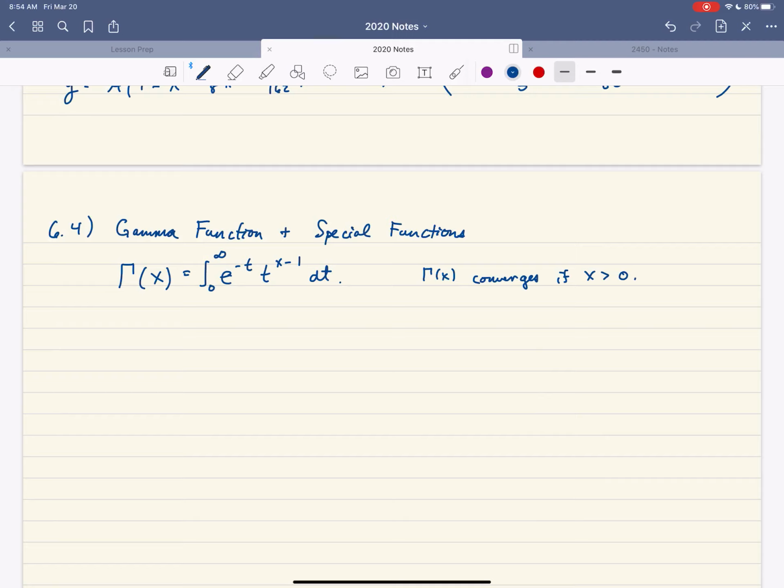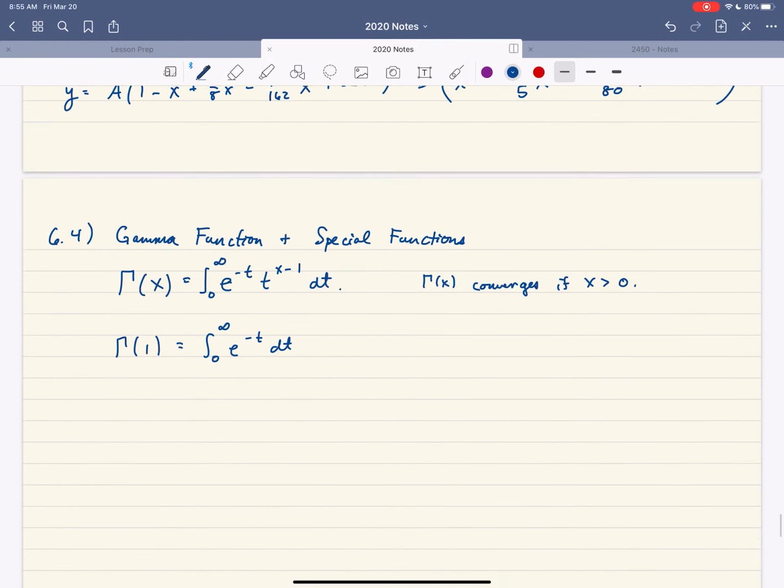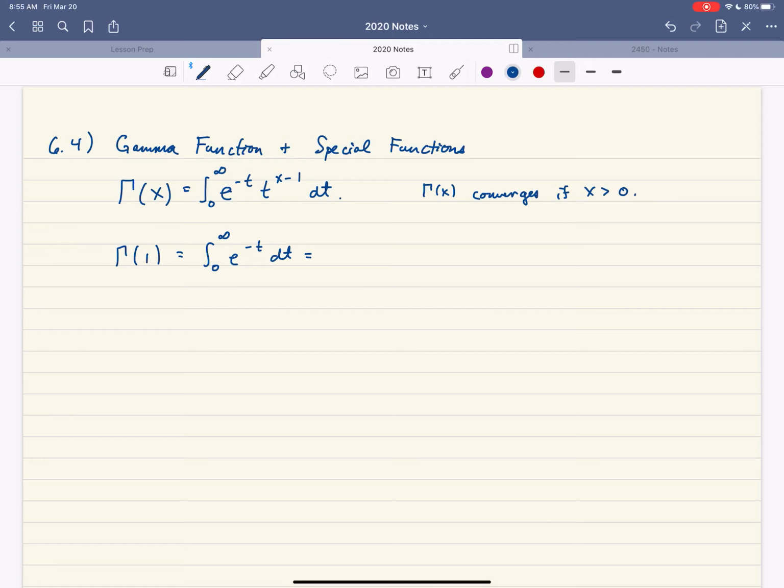And I want to find a few values. So I want to first compute gamma of 1. Okay, so I want to compute gamma of 1. And gamma of 1 is just going to be the integral from 0 to infinity of e to the minus t dt.